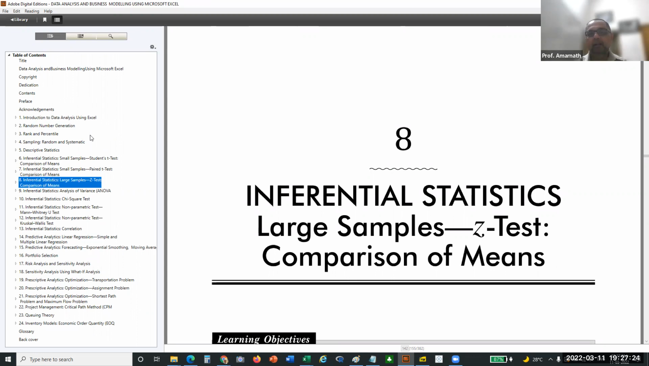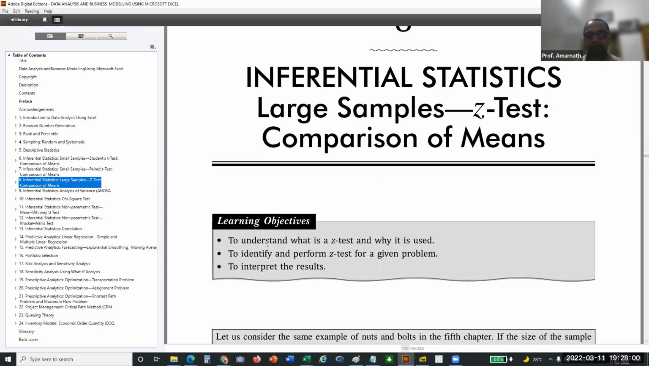Why are these t, z and so on given? The t distribution is known as Student's t. Student is a name; it was named after a pseudonym, something like that. So don't get confused. Let's move to the Z test comparison of means, where I have large samples now.